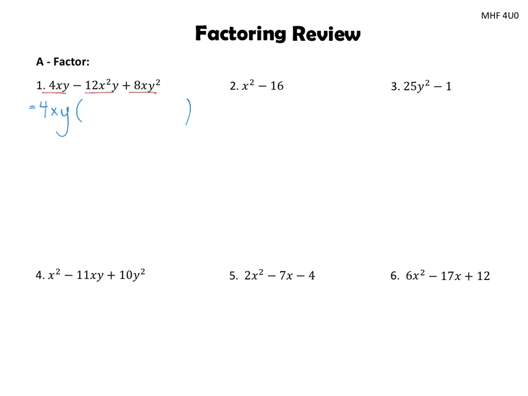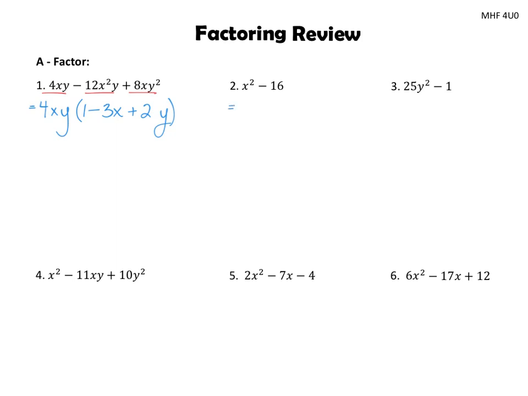So 4xy divided by 4xy is, of course, 1 minus, we're going to divide 12x squared y by 4xy, so that's 3. We have 1x as well left over on the top. And then we have a plus 2y. Okay, that one's just common factoring. Take a look at number 2.